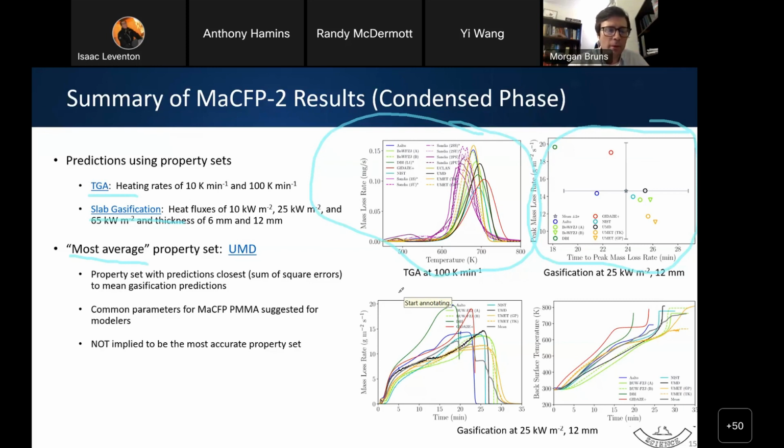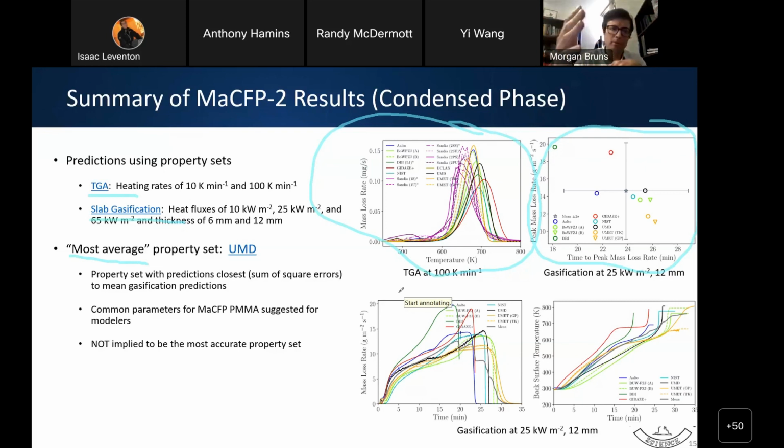And then using a fit measure proportional to the sum of square errors, we found which data set predicted data closest to this mean. And we found out that it was the University of Maryland data set. So if you go into the data sets mentioned in the previous slide, and you want to have some idea of what you would use as something that's representative of all the data, this is what we're going with. So if you want to get started on modeling these coupled cases that will be talked about in the next slides, this is the most average property set that you can get started with.